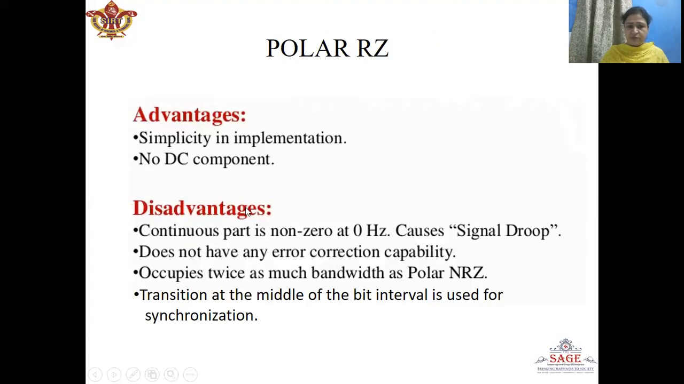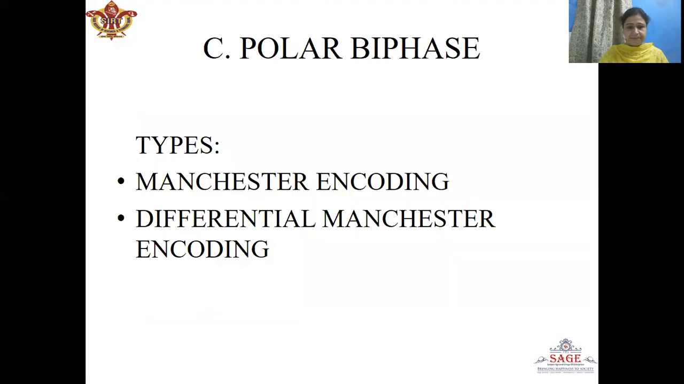Advantages of polar return to 0: it is simple to implement and it has no DC component because both the polarities are used. The disadvantage is that it does not have any error correction capability. The bandwidth is twice that of polar NRZ, and there is a transition at the middle of the bit interval which increases its bandwidth. But this transition at the middle of the bit interval causes self-synchronization, which is an advantage.